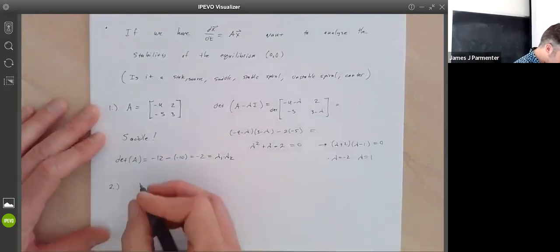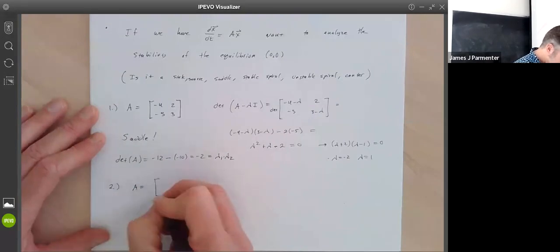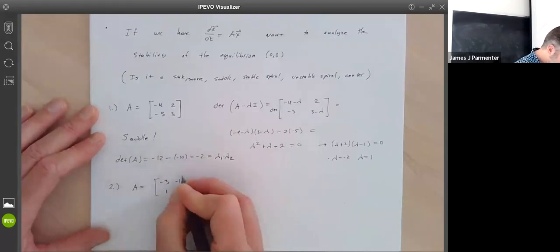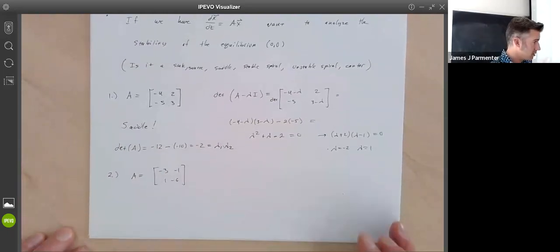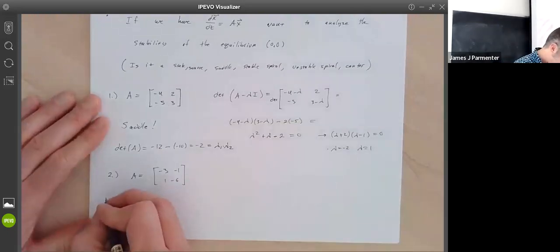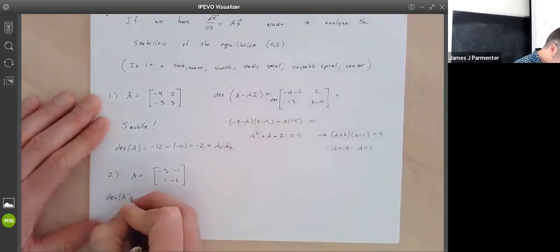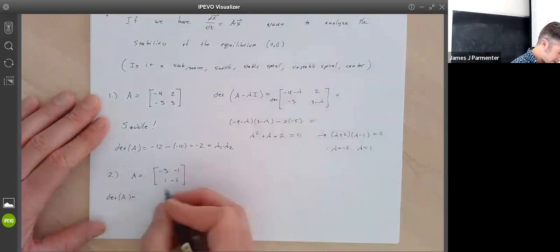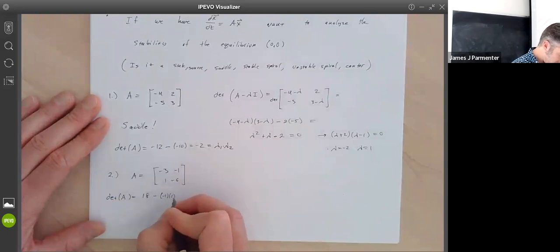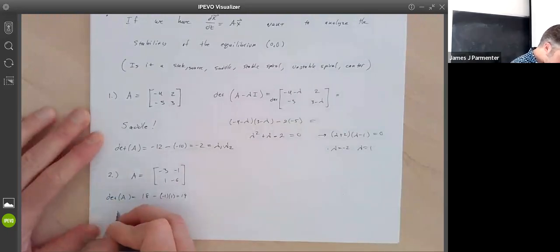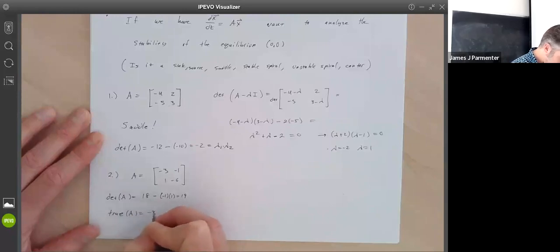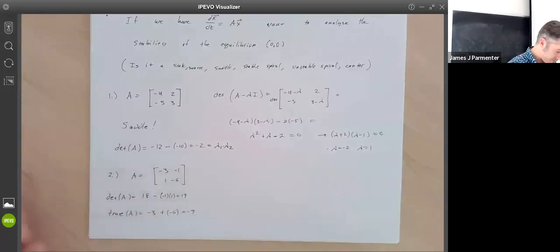Let's say our matrix was -3, -1, 1, -6. And let's go ahead and actually go in the other direction first. So let's talk about how the determinant is equal to -3 times -6, which is 18, minus 1 times -1, which is going to be 19. So our determinant's positive. Our trace is -3 plus -6, which is -9.